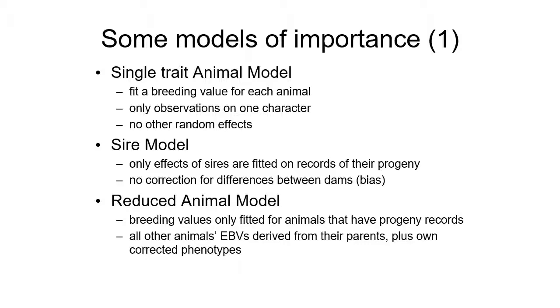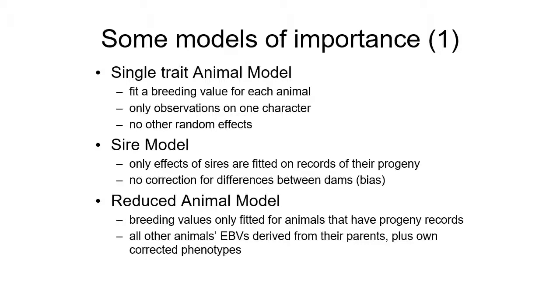The examples we used up till now is basically a single trait animal model where a breeding value is derived for each animal. And you also saw that each animal has its own equation, and you also then get the solution for the additive variance. That's the unknown or the random effect. So the observations are on one character, and there were no other random effects. So the only random effect was the additive variance.